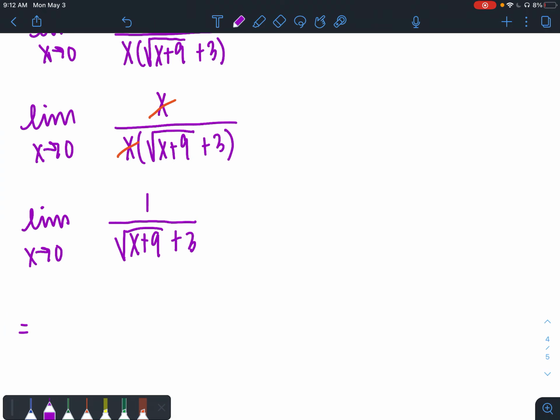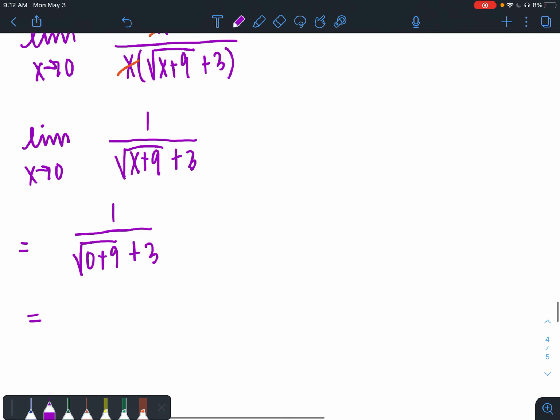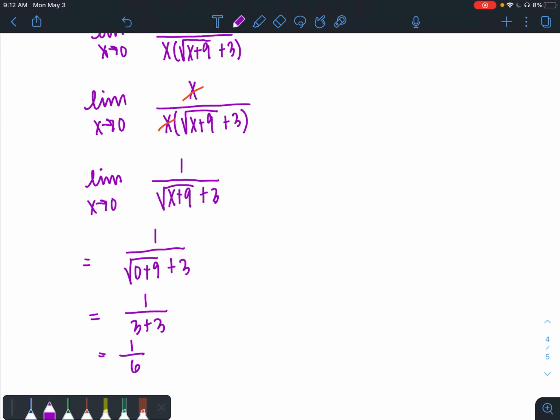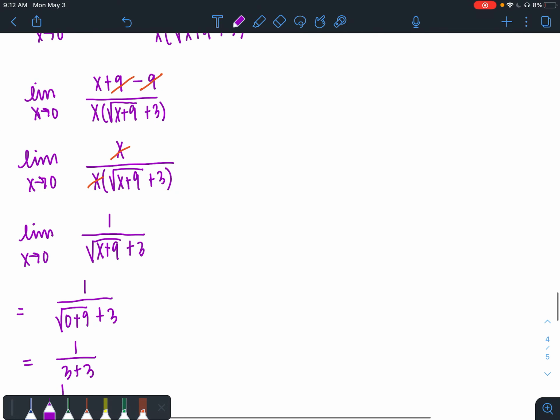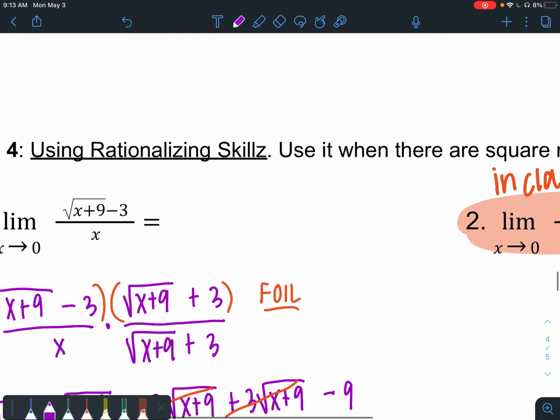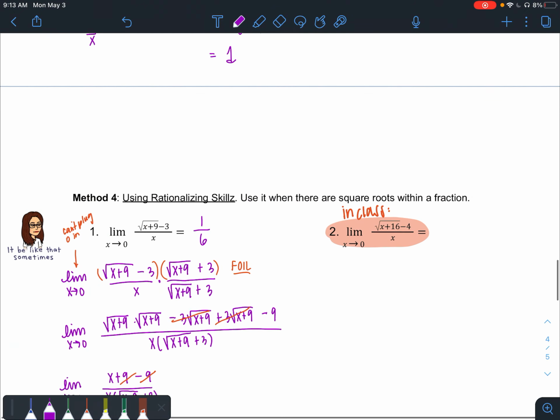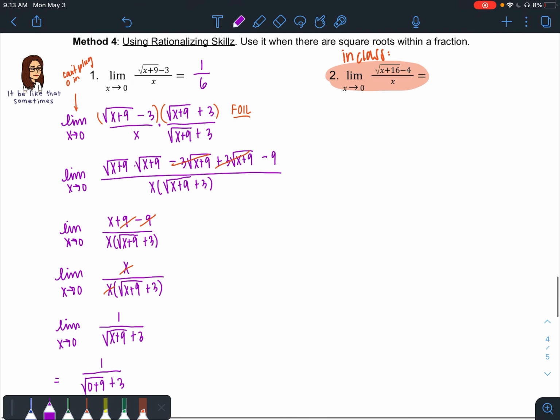And so then I'm able to just plug in 0. So I have 1 over square root of 0 plus 9 plus 3. So that is 1 over 3 plus 3, or 1/6. So all this work just to get that this limit is 1 over 6. Okay, that's all for today.